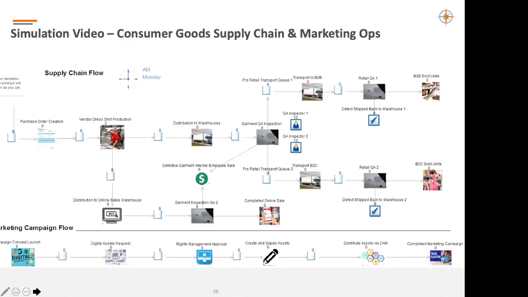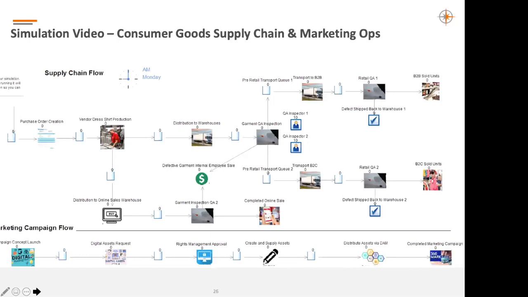We also coupled the actual material supply chain flow from left to right with a marketing campaign flow, because most, especially consumer goods companies, have marketing operations. And typically when you're trying to get goods to the stores, many times you're trying to create a campaign or some sort of marketing effort to move those goods.